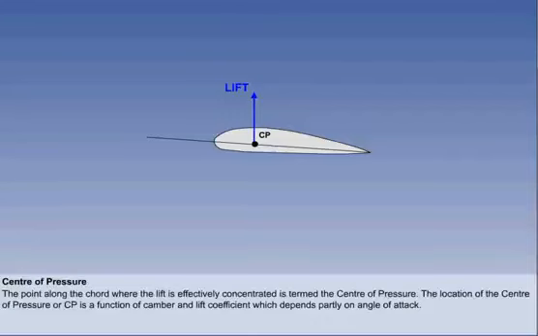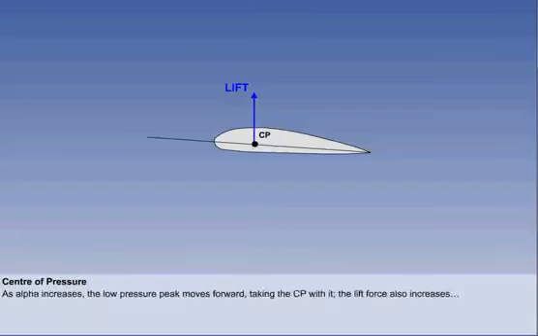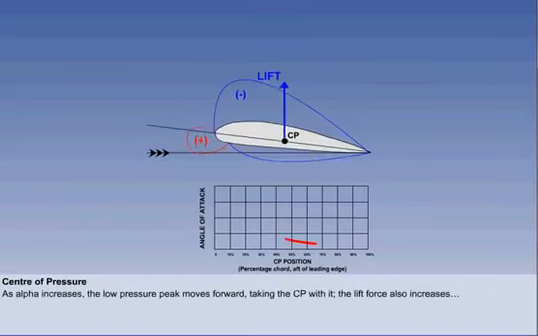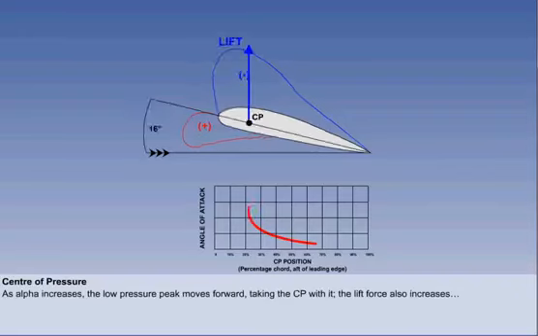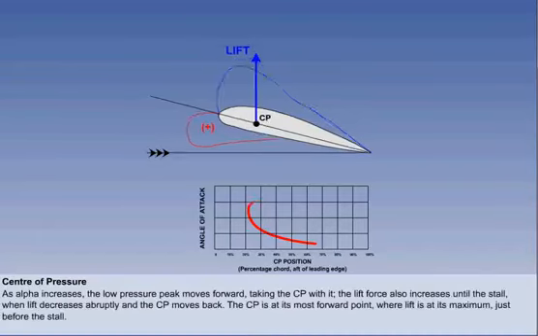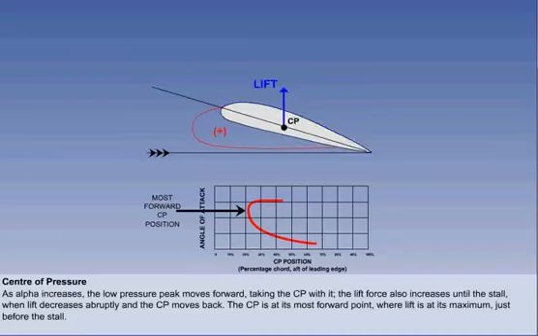As the alpha increases from 0 to 16 degrees, the upper peak of low pressure, or suction, will move forward, taking the point of concentration of lift, the CP, with it. The magnitude of the lift force also increases with alpha, until the stall is reached, at which point the lift force decreases abruptly, and the CP moves back along the chord. Note that the CP is at its most forward point, where lift is at its maximum, just before the stall.